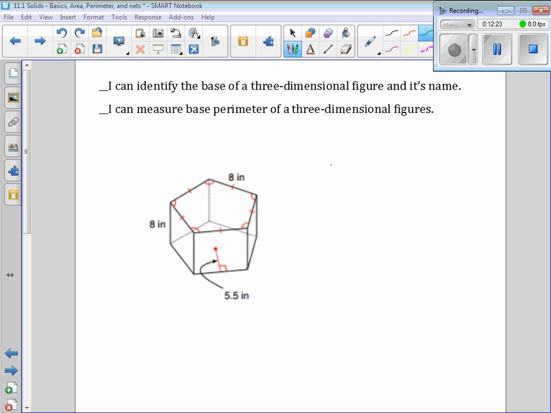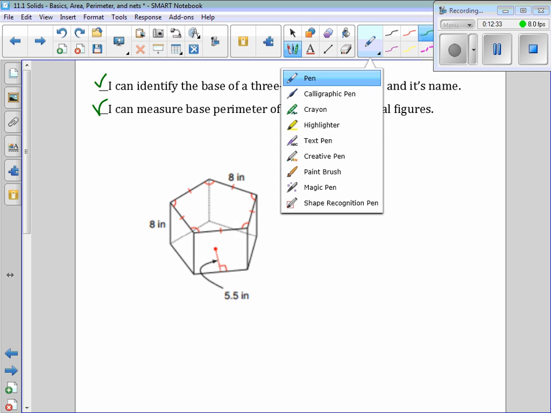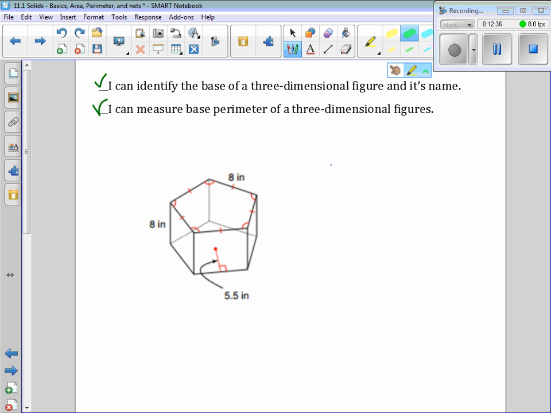All right, so one of the I can statements is I can identify the base of a three-dimensional figure, and I can measure the perimeter of the base of the three-dimensional figure. So to find the base, I'm going to choose what is the major shape here. The major shape looks to me to be this figure here, and there's two of these, and so I know there's one on the bottom. First of all, that's a pentagon, so we would identify the base as being a pentagon, and this is a pentagonal prism.